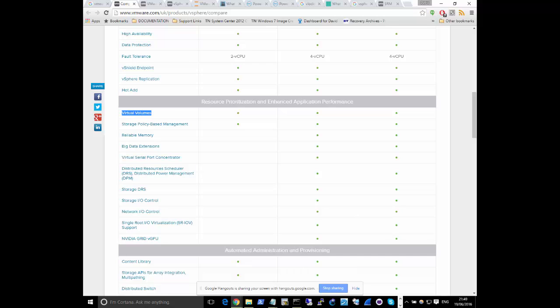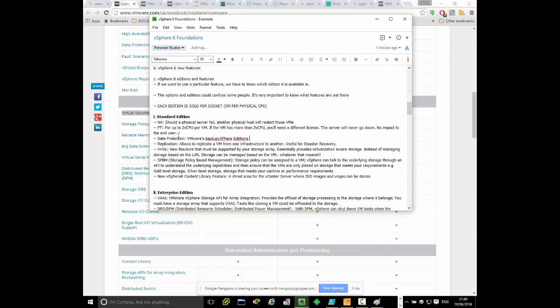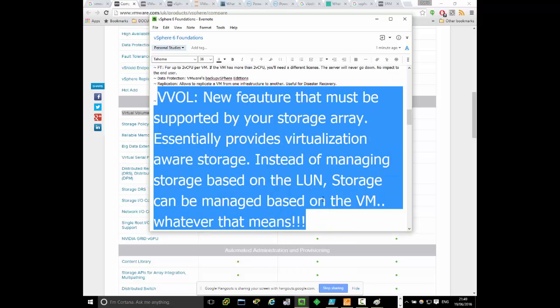I like what I've put down in my notes. Look at this, Virtual Volumes. New feature that must be supported by your storage array. Essentially provides virtualization-aware storage; instead of managing storage based on LUN, storage can be managed based on the VM, whatever that means.